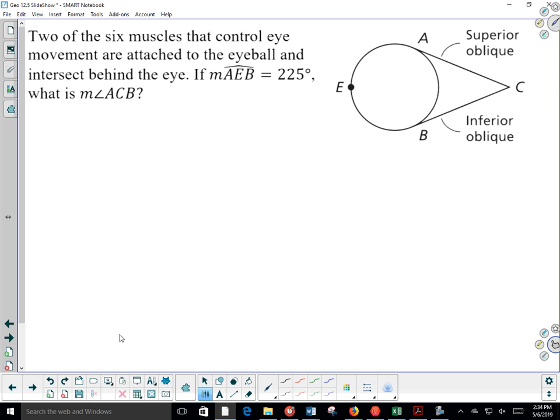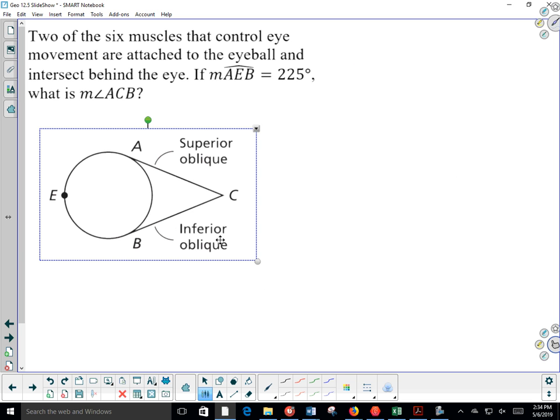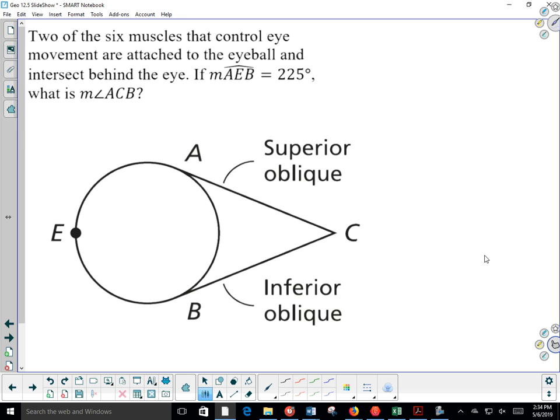Okay. One more. Last example. Two of the six, we're staying with the eye. Two of the six muscles that control eye movement are attached to the eyeball and intersect behind the eye. One of them is called the superior oblique and the other is called the inferior oblique. If the measure of arc AEB is 225, that's from here, around here, to over here. This measures 225 degrees. What is the measure of angle ACB? That's this angle here. A little help with this, Nathan Slattery.